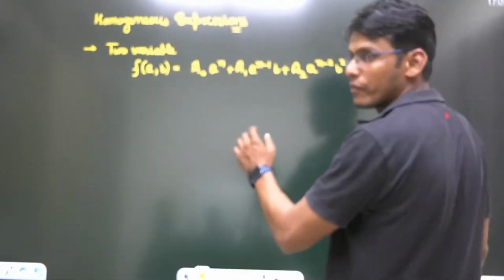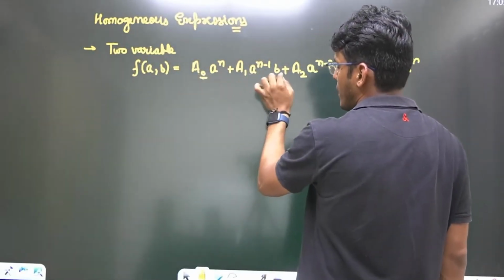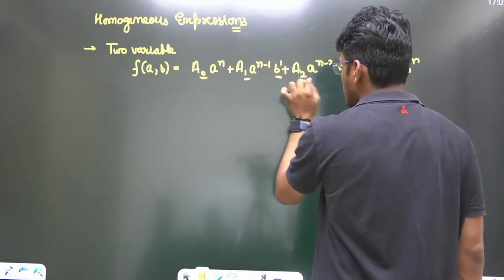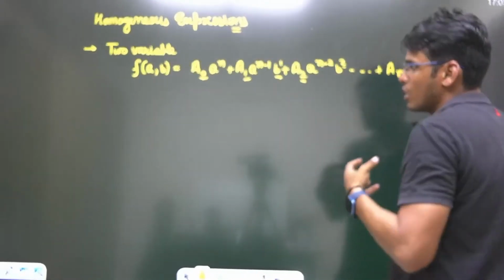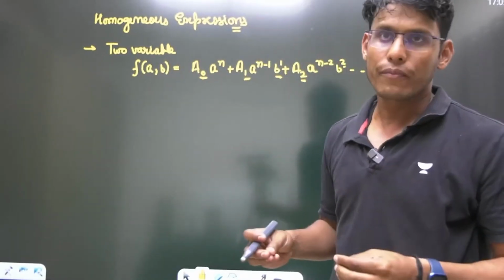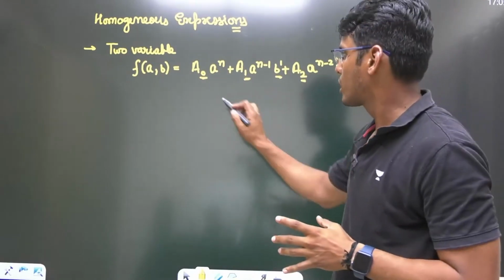You can see here that this index and power of b are same. If it is 1 here, it is 1 here. If it is 2 here, 2 here. So when we write these expressions, there is some pattern to it. And this is the pattern which I am talking about.